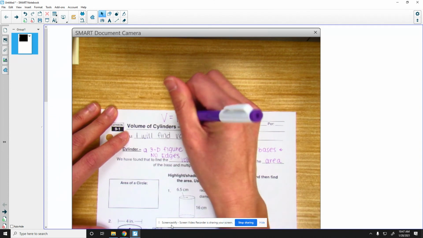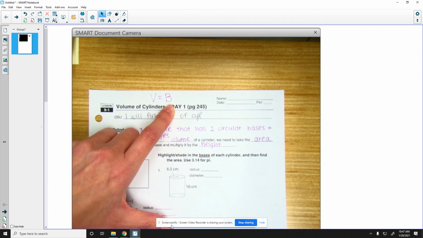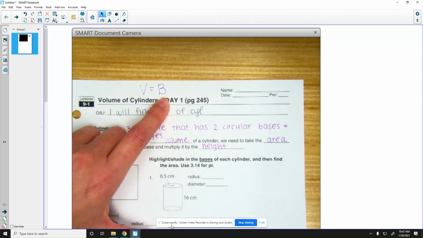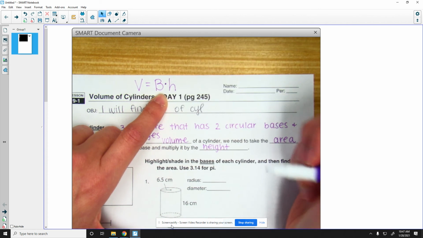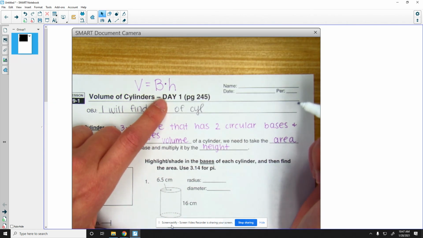V equals capital B, has to be capital, okay? Because if it's not capital, then it's going to be wrong, and I'll tell you why in a minute, times H. So volume equals B times H.